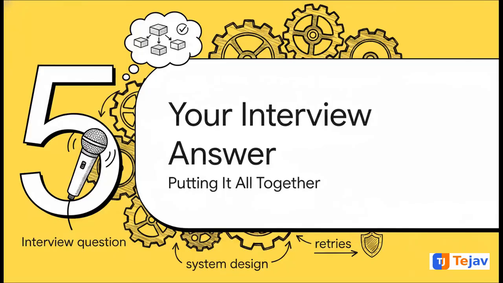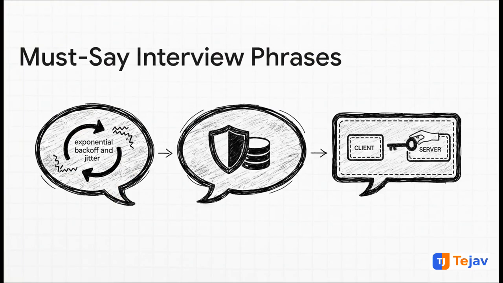Okay, moment of truth. The interviewer looks at you and asks, how would you make this API reliable? It's time to put everything we've talked about into a clear, confident, and killer answer. Here are the magic words, the phrases you absolutely have to use. You start by addressing the temporary failures. For reliability, I'd implement retries with exponential backoff and jitter.